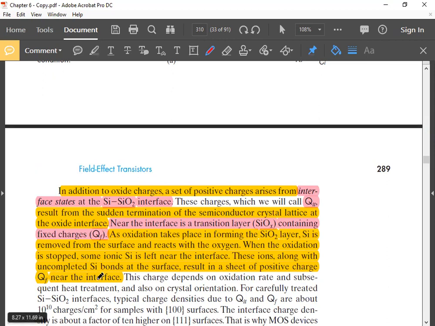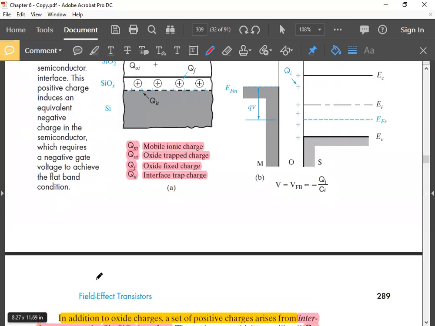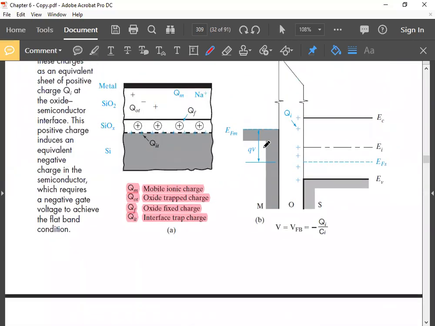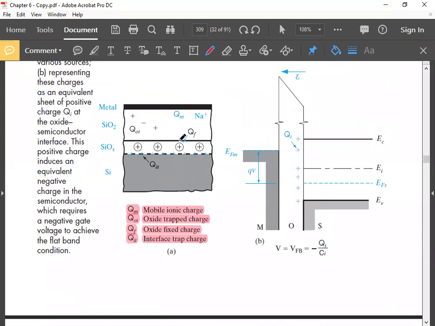charge near the interface. Okay, so these four types of charges are there because of impurities or imperfections. Understood? These are also shown here. This is QIT, interface trap charge. These are fixed charge at the interface. So this is QF, fixed charge. These are oxide trap charge, which are fixed, and there are some mobile charges, sodium ions.